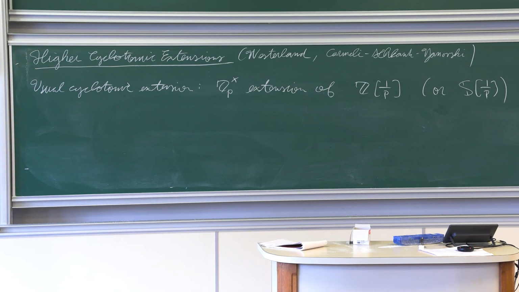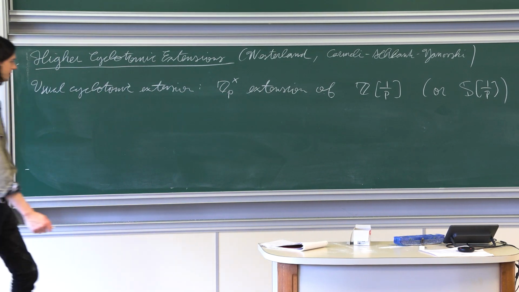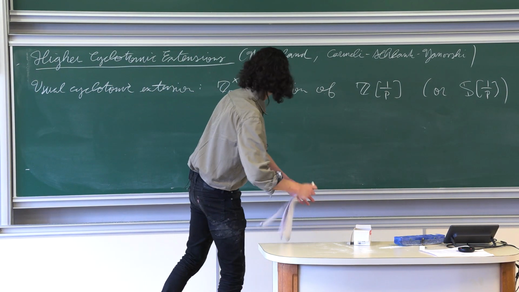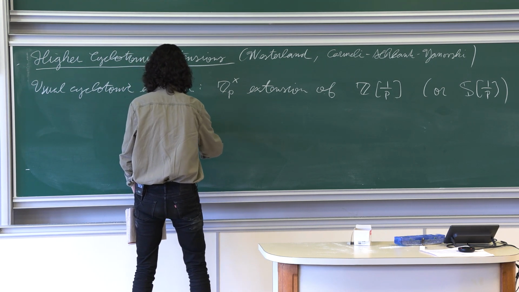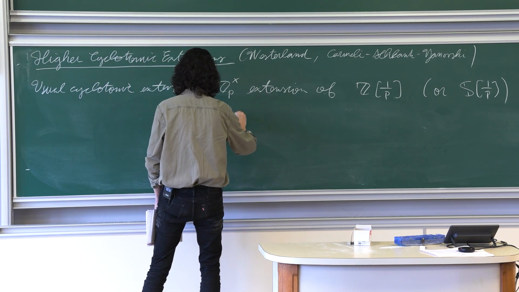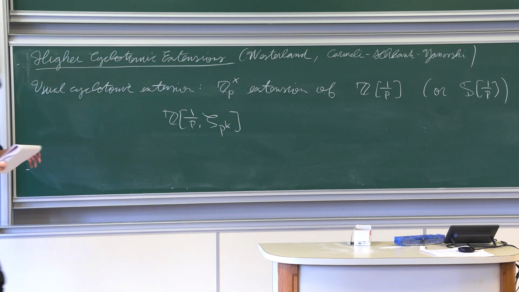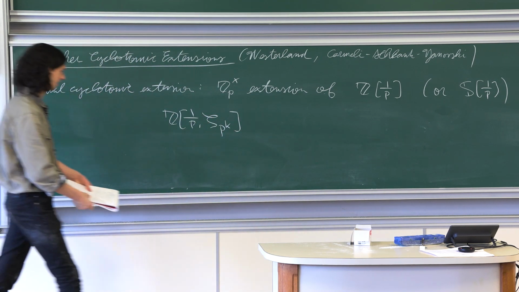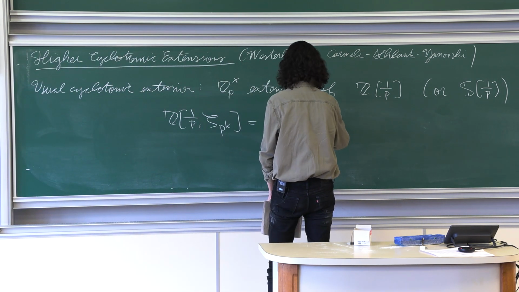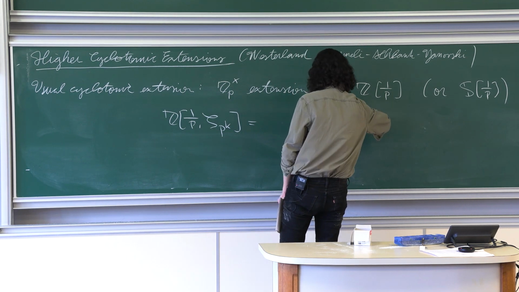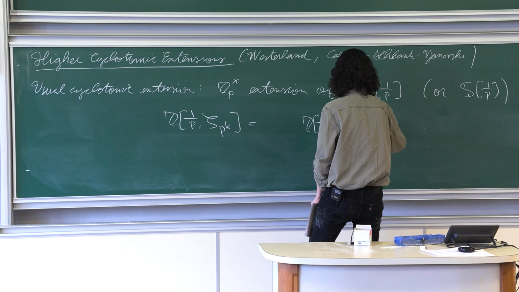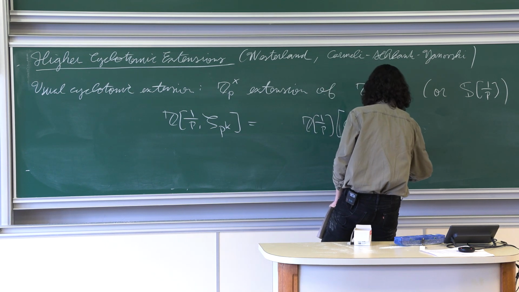And how can you build it? Well, you start with Z[1/p], and then you're supposed to adjoin a primitive p to the kth root of unity. And one way to get this is you take the group ring on the cyclic group of order p to the k. This is the group ring.